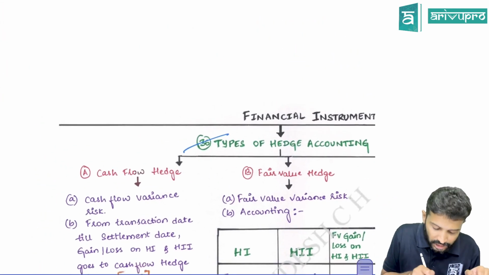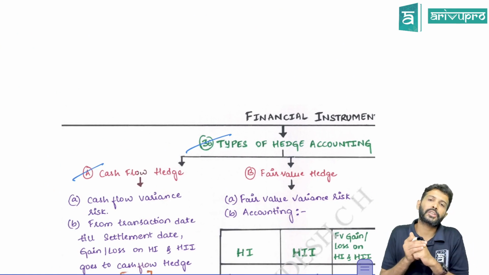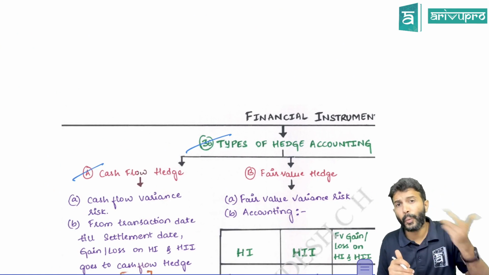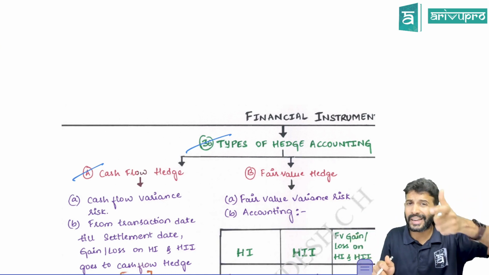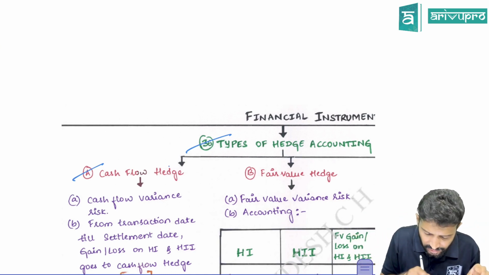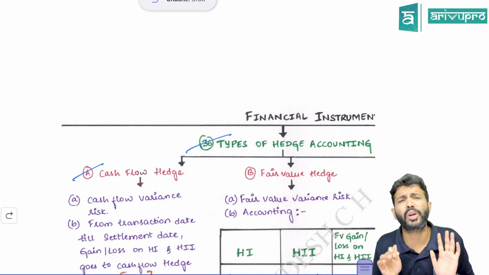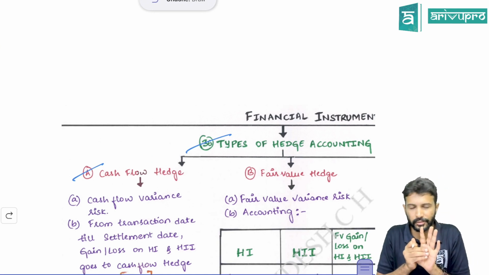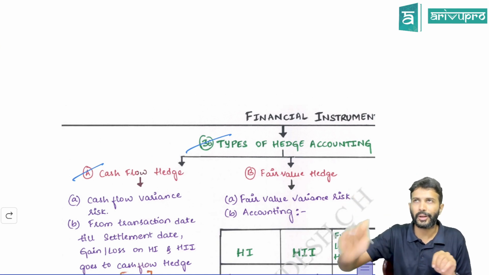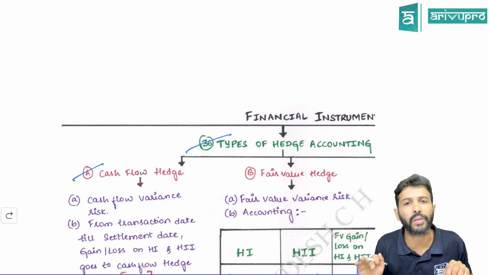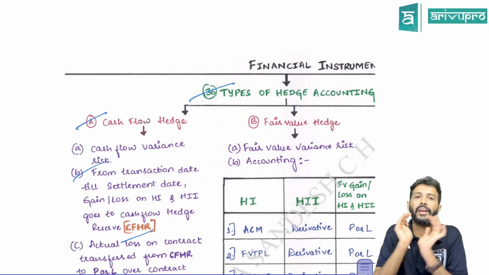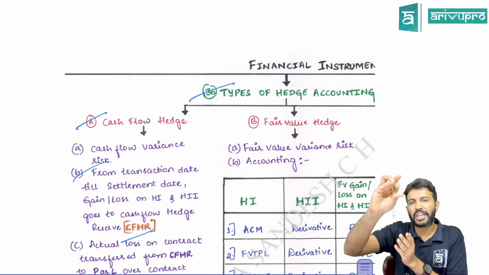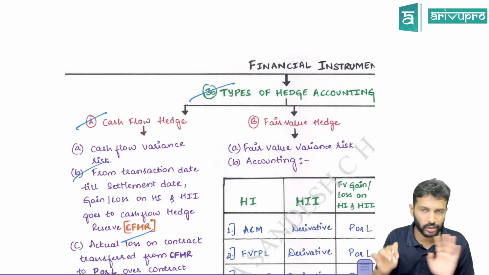Now, one is the cash flow hedge accounting. When will you follow cash flow hedge? You have a cash flow variance risk. How much cash flow you will receive, you're not sure. That is varying. So to mitigate that, if you're doing any hedging, we call that a cash flow hedge. And the simple cash flow hedge rule is what? The gain or loss on the hedged item and hedging instrument from the transaction date till the settlement date, whatever gain or loss you have, you park it in cash flow hedge reserve, in OCI. And on the settlement date, the cash flow hedge reserve will be transferred to SPL. That's all it is.